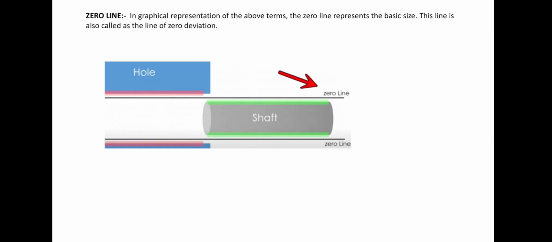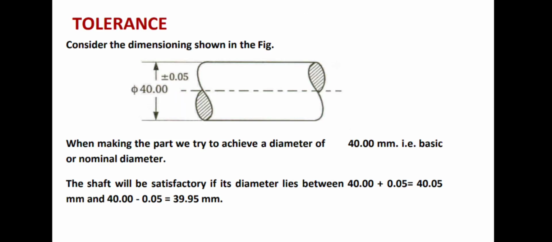What is the zero line? Here the shaft and hole over there, the graphical representation of the above terms, the zero line represents the basic size. The line is also called the line of zero deviation. There will be no deviation on the zero line. That's why they call it the line of zero deviation.